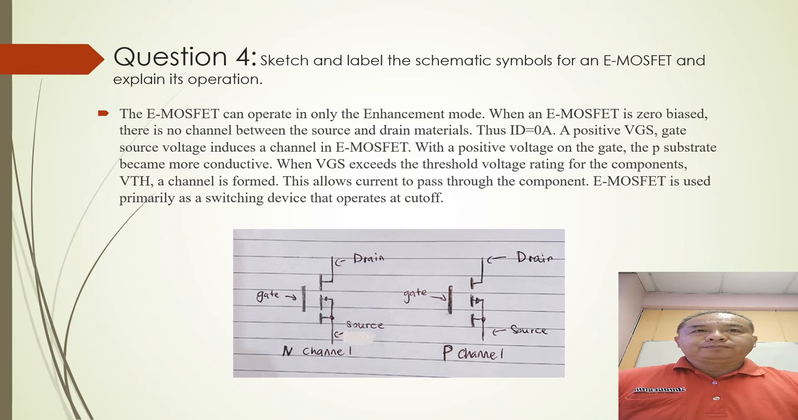Question number 4. Draw and label the schematic symbol for an E-MOSFET and explain its operation. The E-MOSFET can operate in only the enhancement mode. When an E-MOSFET is at zero bias, there is no channel between the source and drain materials, so ID equals 0 amperes.